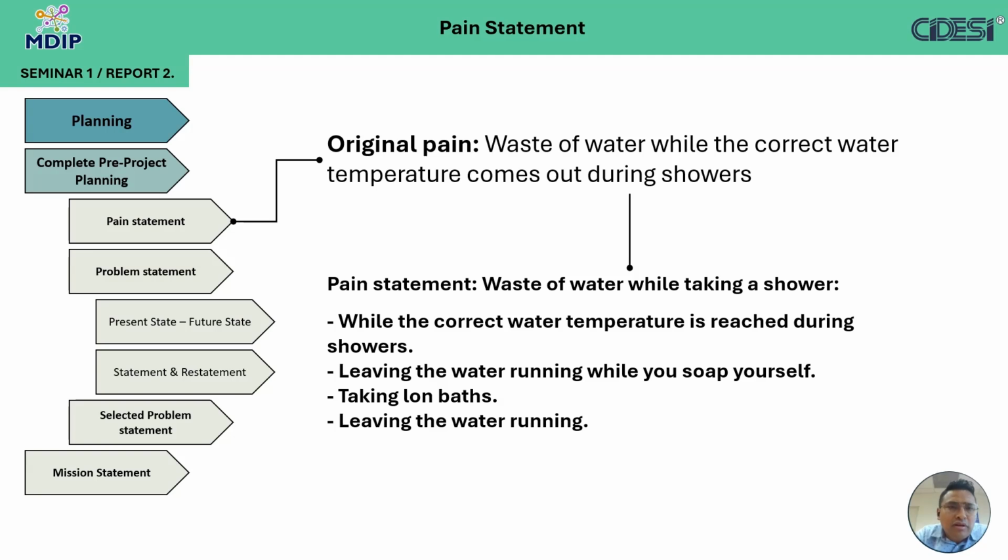The pain was redefined to clarify it. With this change, multiple problem statements were created with the different techniques seen in the product development course. With the original pain, we analyzed different factors that generate water waste during the shower, for example, leaving the water running while you soap yourself, etc.